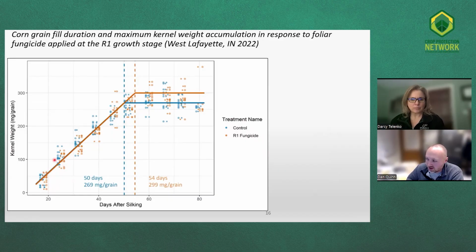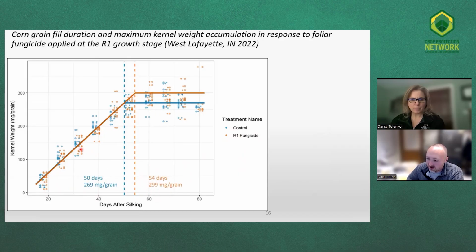So one thing we did notice is that the linear filling rate was actually not different. So the slopes were exactly the same. But what we did notice when we had some foliar disease control is that grain fill duration went a little bit longer. So without the disease control, it took about 50 days post silking to reach maximum dry matter in those kernels, about 270 milligrams per grain. When we were able to control some of that disease, it went a little bit longer, about 4 days longer, to 54 days to reach that maximum point here.